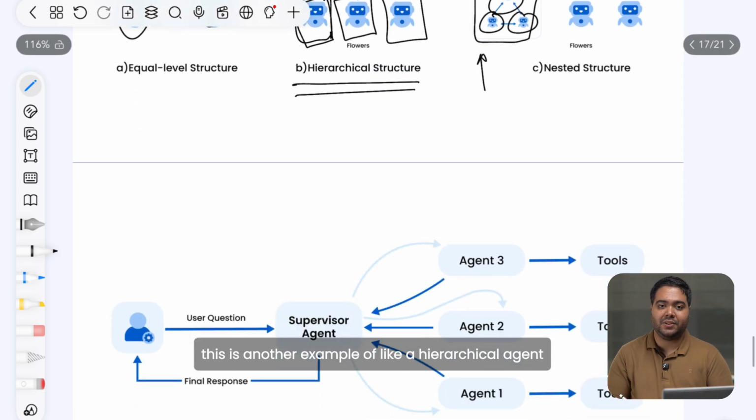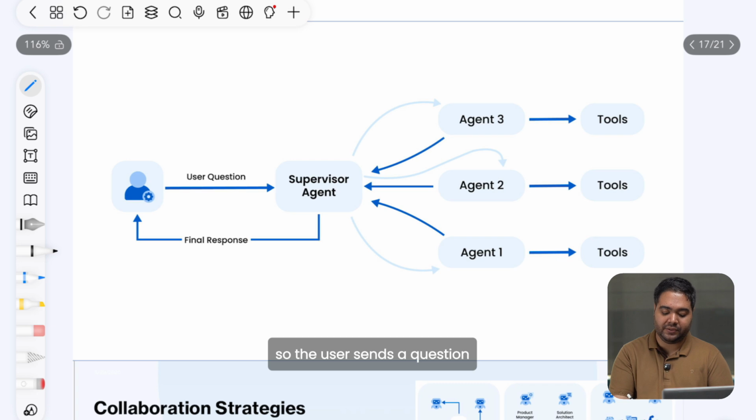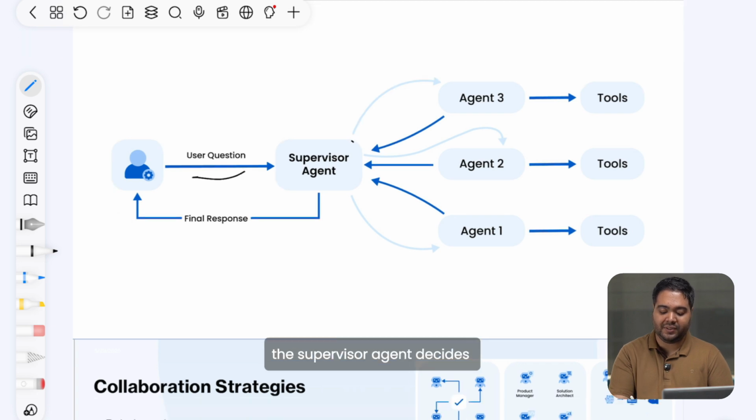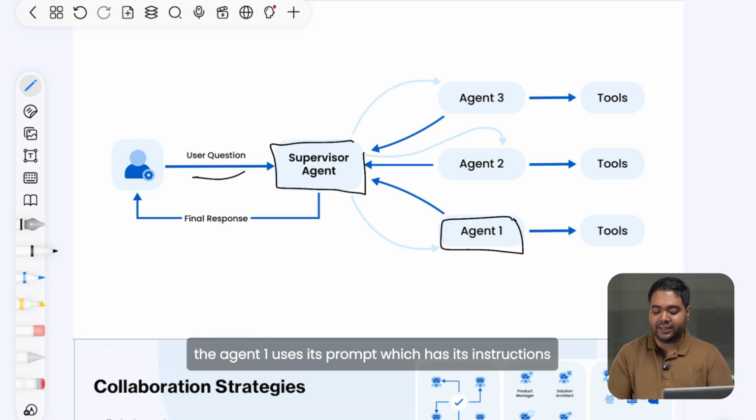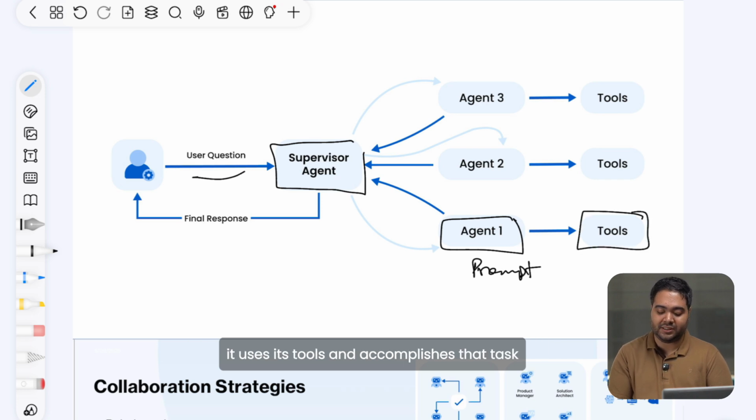This is another example of a hierarchical agent. So the user sends a question. The supervisor agent decides which agent to send it to. So let's say it sends it to agent 1. Agent 1 uses its prompt, which has its instructions, it uses its tools and accomplishes that task.